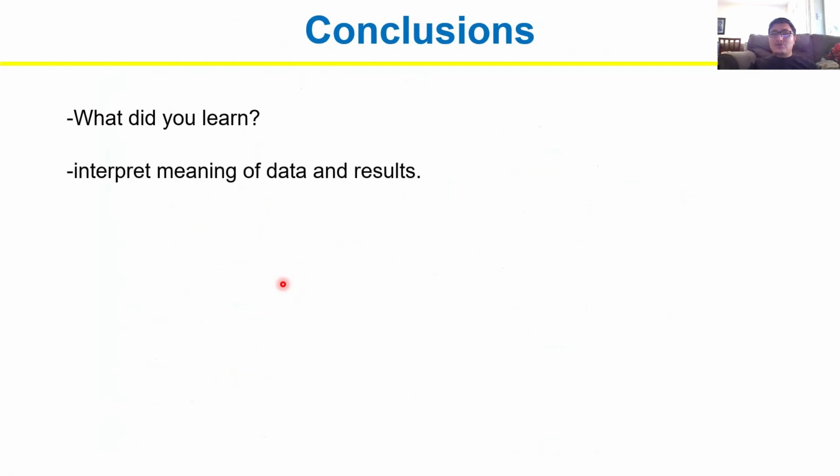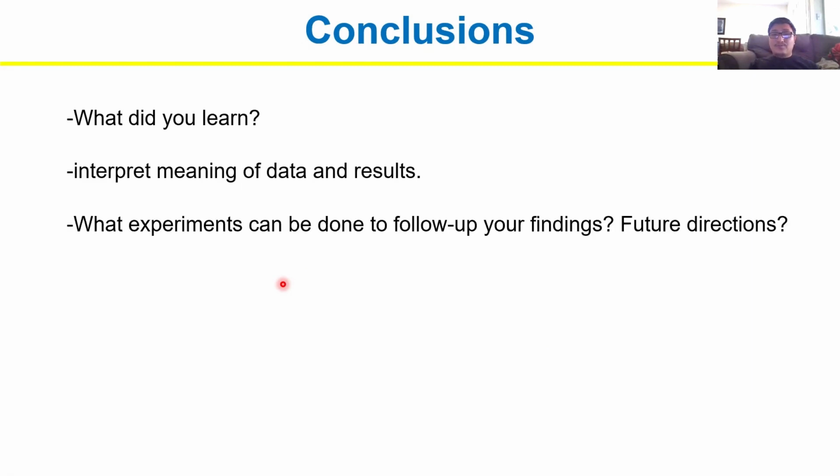Now, conclusions. In the conclusion, what I want you to include is what did you learn from performing that specific experiment? And also, I want you to go back and interpret the data and the results that you gather, not just list the data. I want you to interpret it. And also, what experiments can you follow up your findings with? Like, what would you do next if you had time? Based on your observations and your data, what will be the future directions of this experiment?